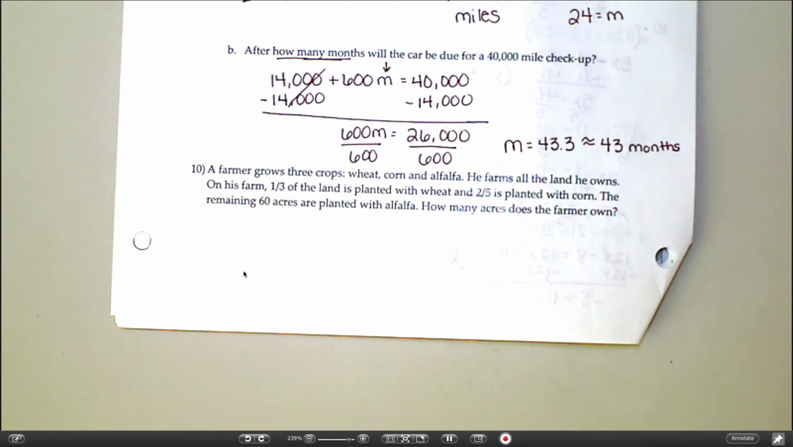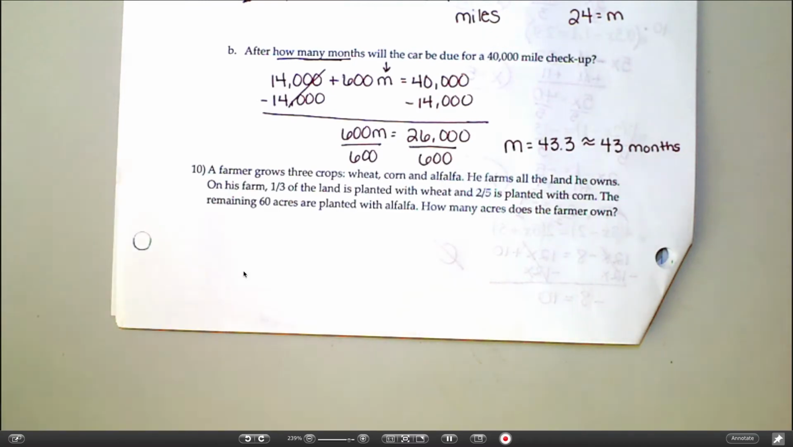Okay, so I'm going to show you how to solve it. Please make sure you are writing it down. And then when you go to do your homework tonight, don't just stare at the problem blankly and think to yourself, oh my gosh, I don't even know where to start, because this is going to tell you where to start. Okay? It says a farmer grows 3 crops, wheat, corn, and alfalfa.